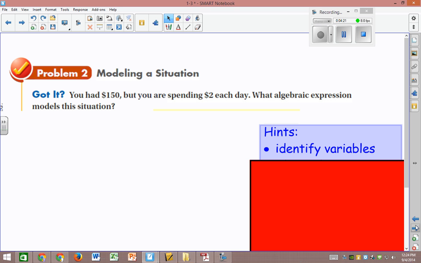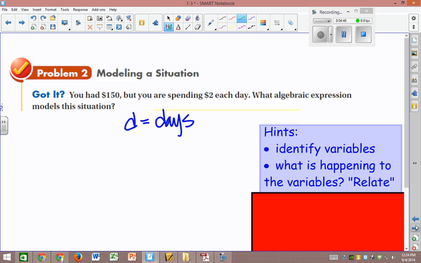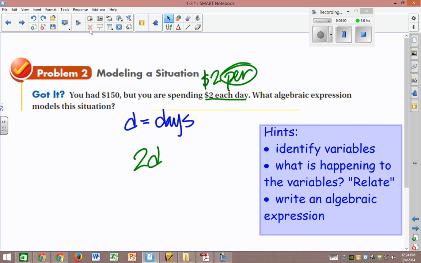Okay, here's some hints. First of all, figure out what you're going to use for a variable. Variables are things we don't know. So we don't know how many days we're spending. Let's use D, for days. And what's next? Relate the situation. So I start with 150, but I spend. Spend means it's going away. Away means subtract. And it says $2 each day. Isn't that the same as $2 per day, which we said means multiply? So that's 2 times the number of days.